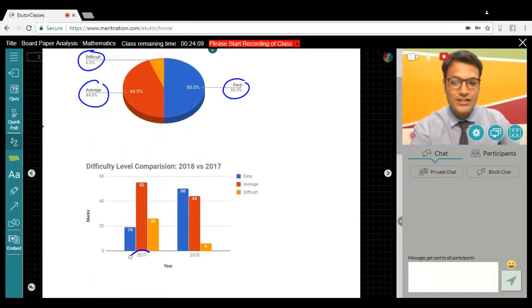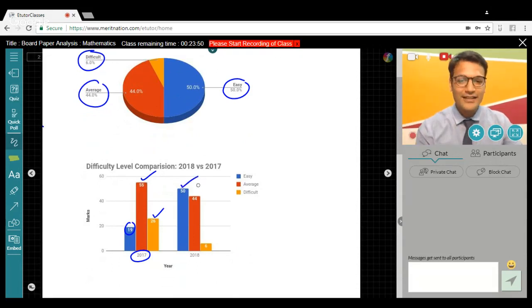For instance, in 2017, 26% of the paper had difficult questions. Most of the questions were of average level. Very few questions were easy compared with the previous year's board paper. And now there's a huge jump. Whatever was average in the previous one turned out to be easy this time. So the paper was entirely easy. There were practically no difficult sections.